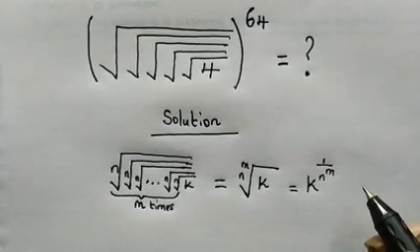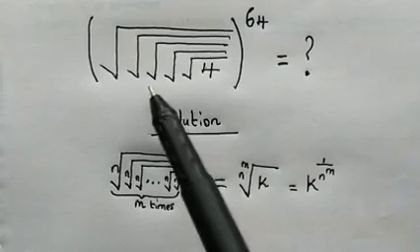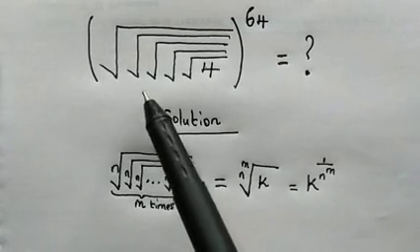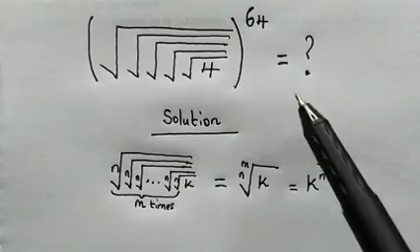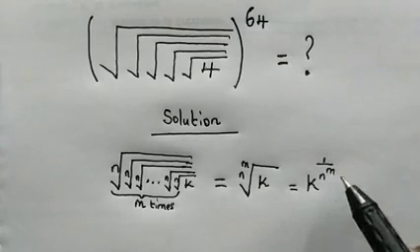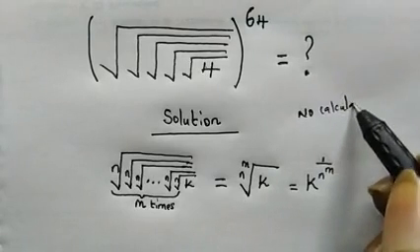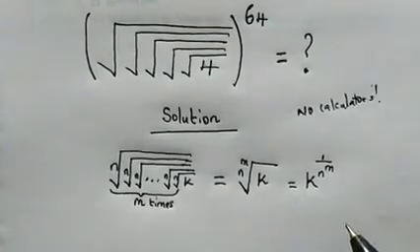Today we're going to evaluate the 64th power of this radical expression. We have the square root of the square root of the square root of the square root of the square root of 4, all to the power of 64. And we are asked not to make use of calculators. So let's see how we're going to do it.